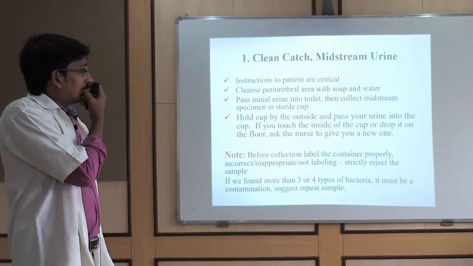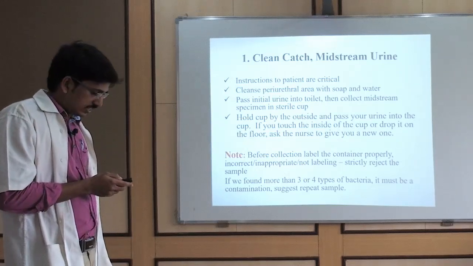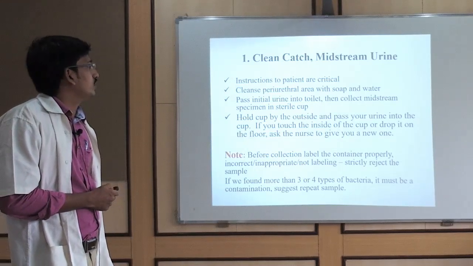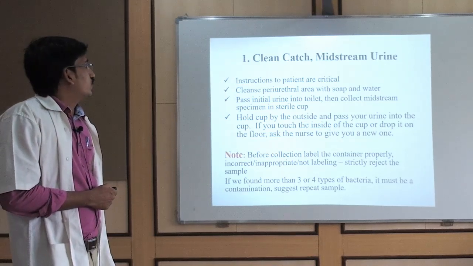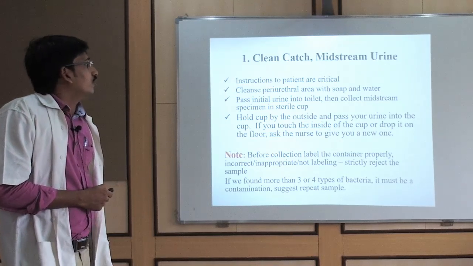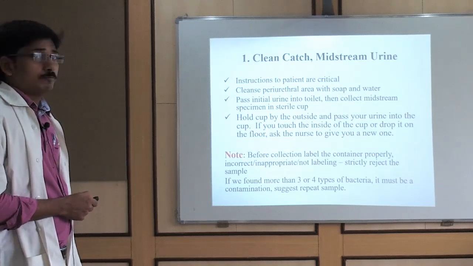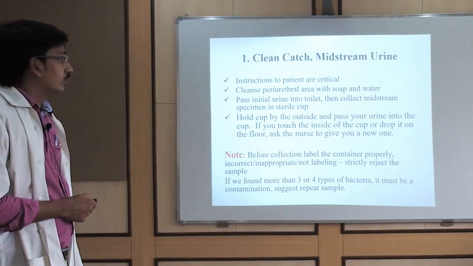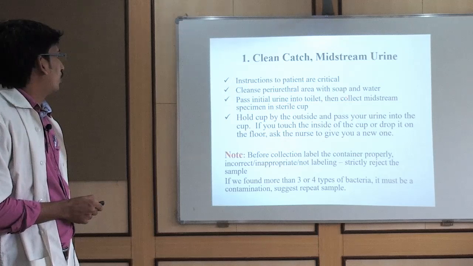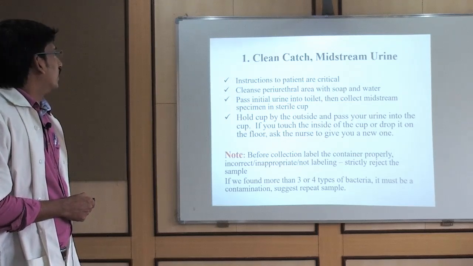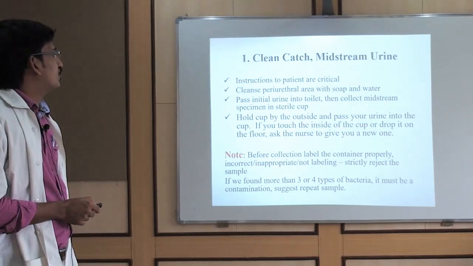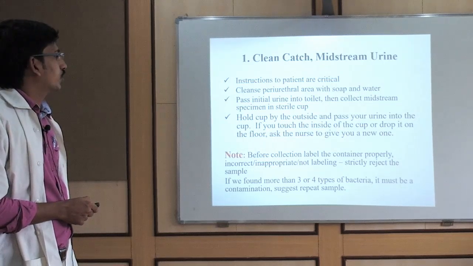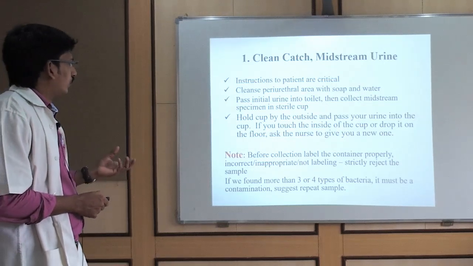First one is clean catch midstream urine. Okay, it is very important because most of the time you are using clean catch midstream urine only. Instruction to the patient is very important. You give instruction to the patient: clean the periurethral area with soap and water, then inform the patient to pass initial urine into the toilet, then collect midstream urine into a sterile cup.